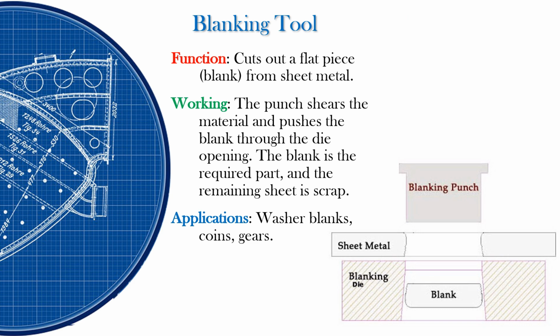Blanking tool. Function: cuts out a flat piece, the blank, from sheet metal. Working: the punch shears the material and pushes the blank through the die opening. The blank is the required part and the remaining sheet is scrap. Applications: washer blanks, coins, gears.